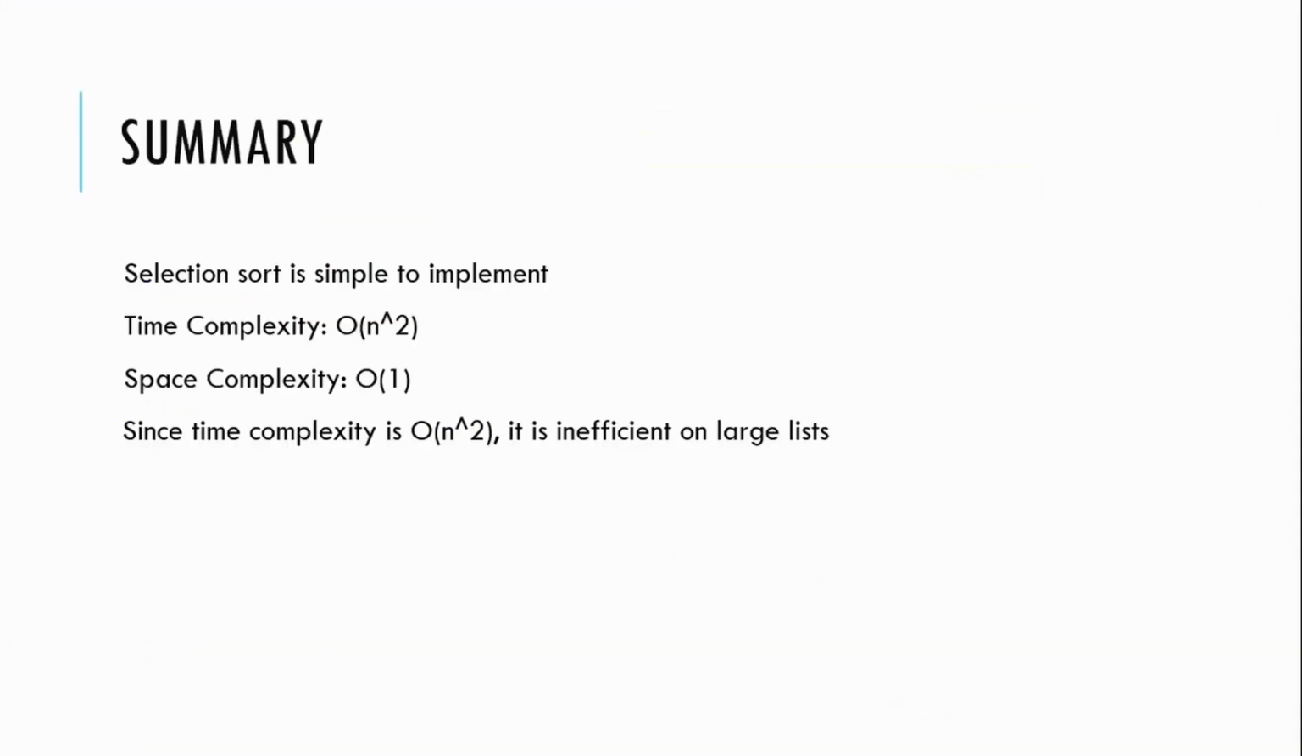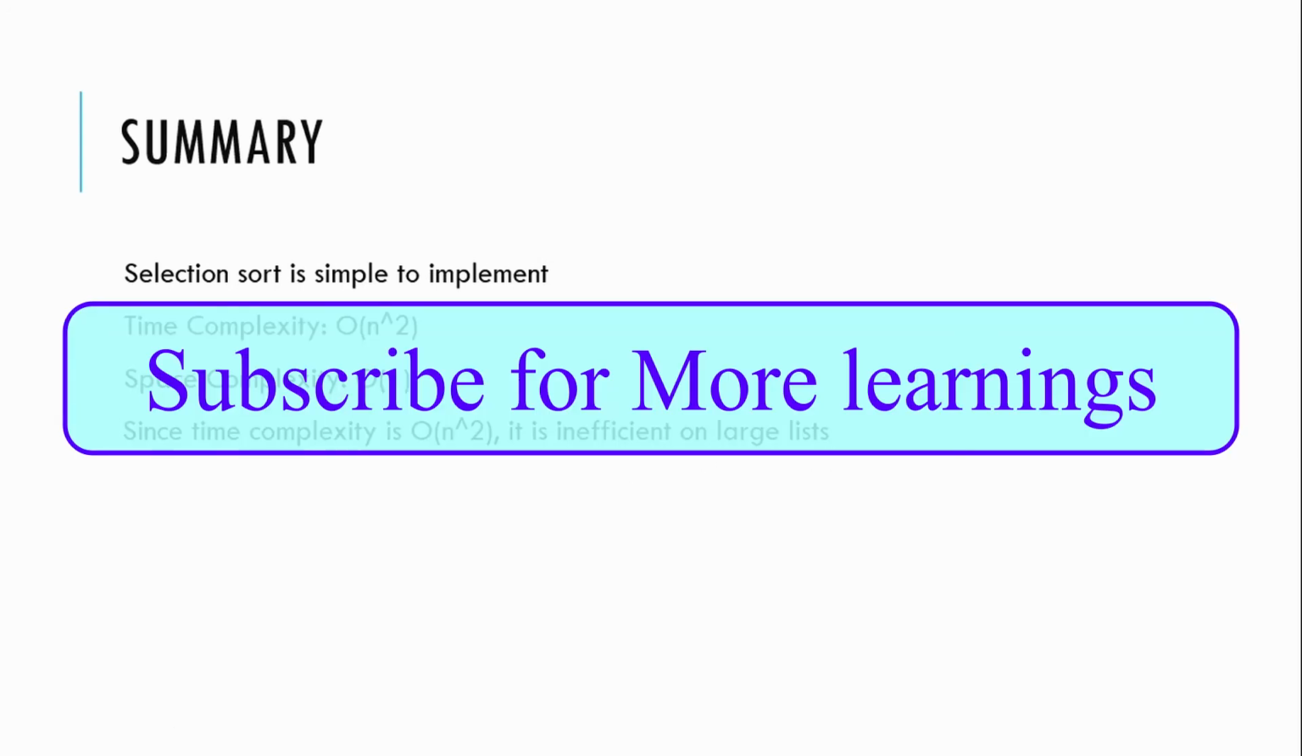Here is the summary of selection sort. Selection sort is simple to implement. Its time complexity is O of n square. Space complexity is O of 1. Since the time complexity is O of n square, it is inefficient on large lists. That's it for selection sort.